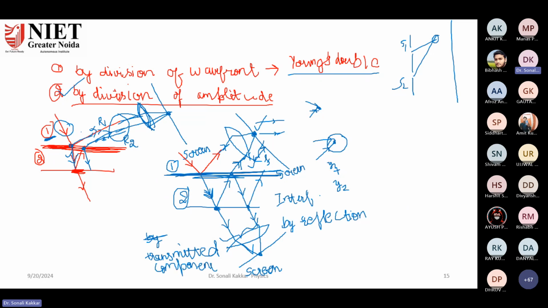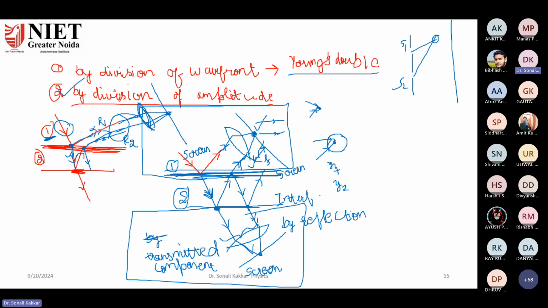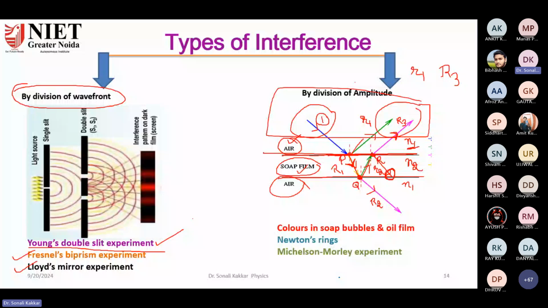Clear? Because this portion, these are reflected rays, and this portion, it is transmitted rays. So it is called interference by reflection. This is called interference by transmission. All of this you will study in your first semester course in detail. I've just given you an overview of this. So you will study all of these things in detail.